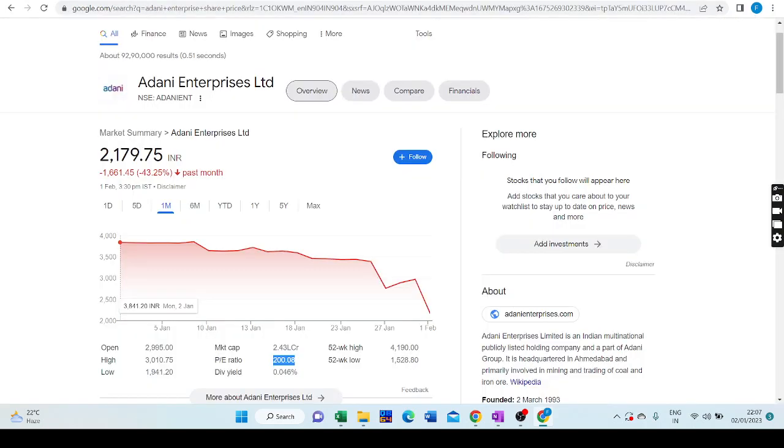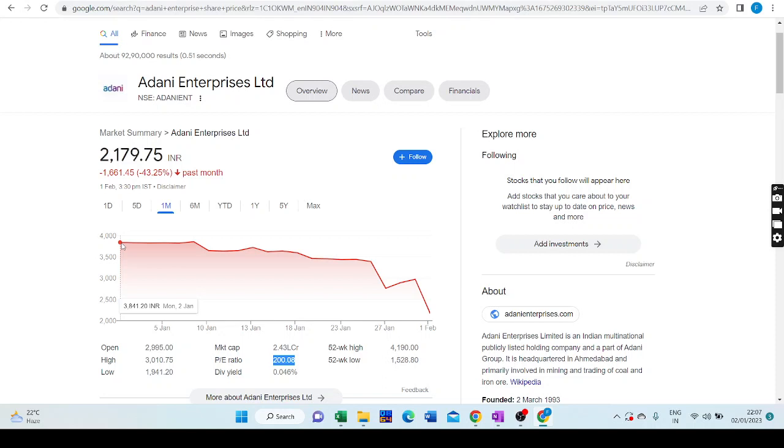So, the calculation is that the price of the stock 1 month before was 3,841 and the EPS of the company was 10.73. So the PE ratio of the stock is price by EPS, which is 3,841 by 10.73, which is around 350. So, guys, this was the level of optimism in the investors' minds for Adani, that they were willing to pay 350 rupees per rupee of earnings.